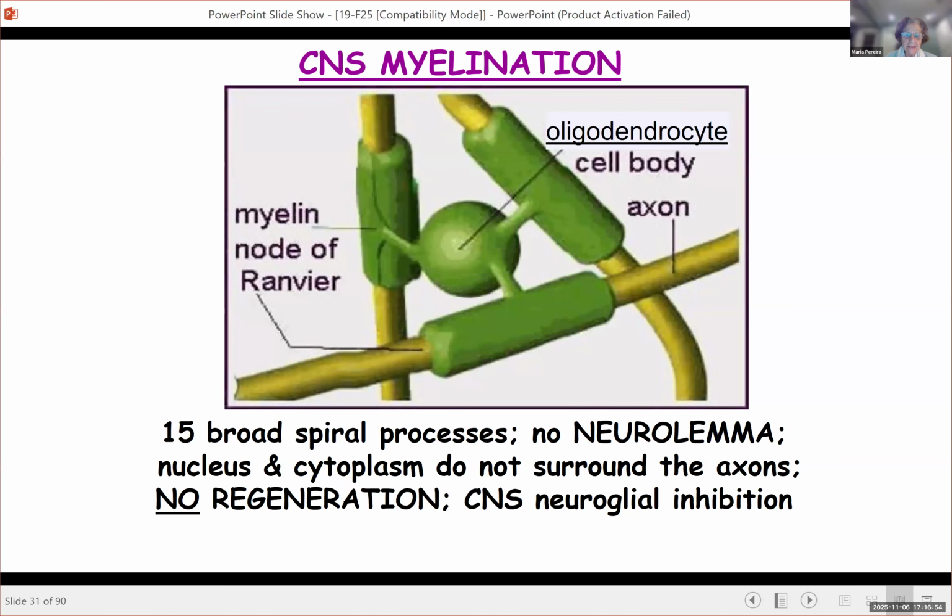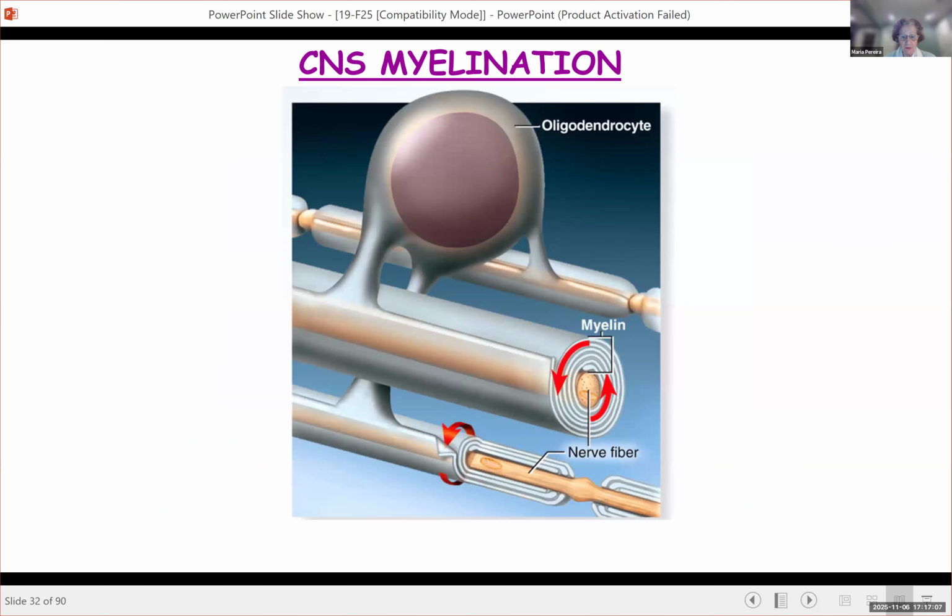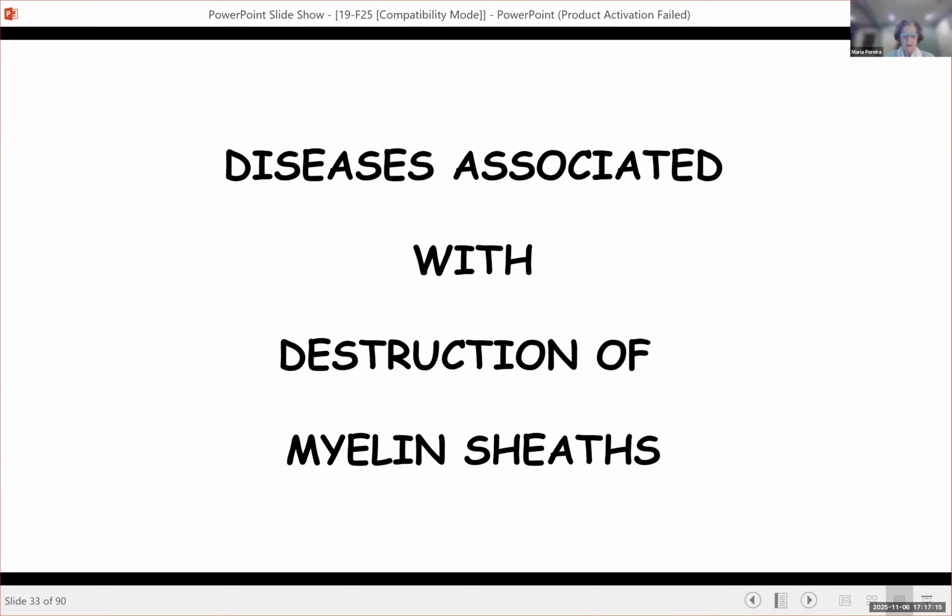Now, in the CNS, here you see the oligodendrocyte with, in this case, 3 axons that are being myelinated. Sections of these 3 axons are being myelinated by the same oligodendrocyte. But the process of myelination is the same. The cell just goes around and around and envelops the axon.